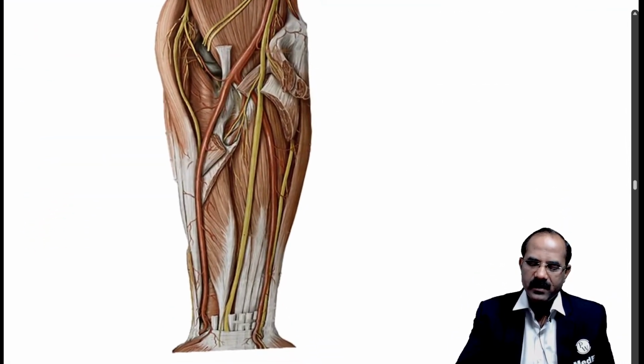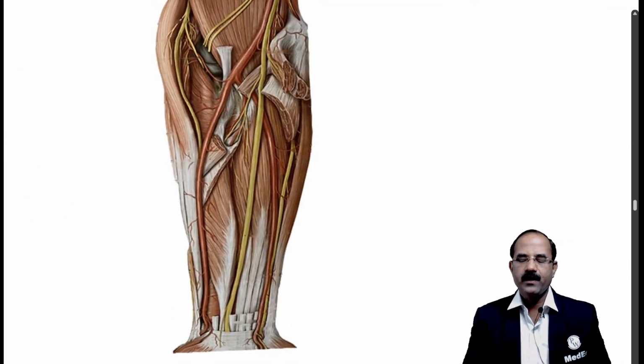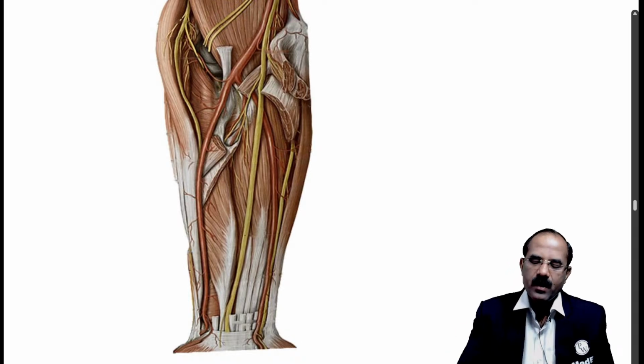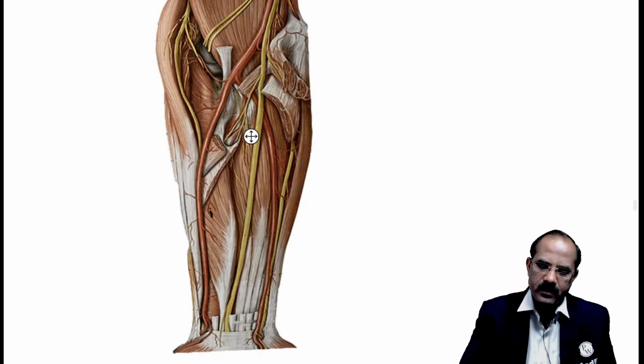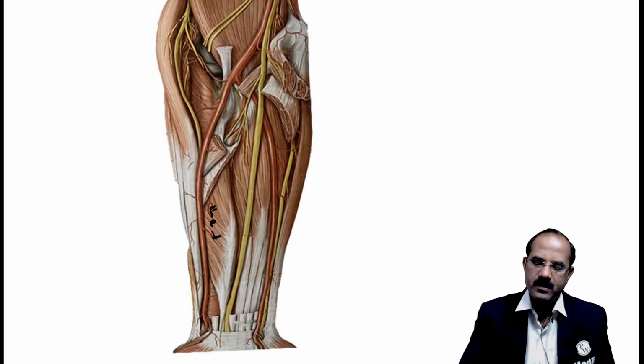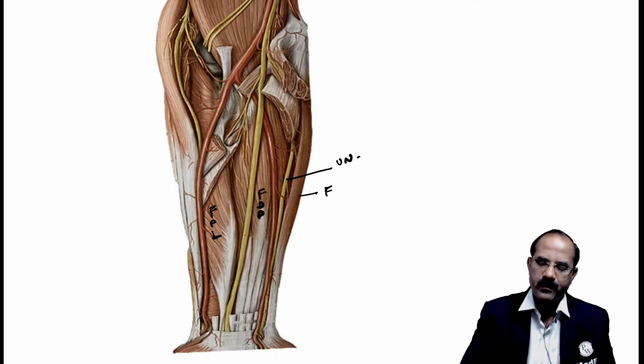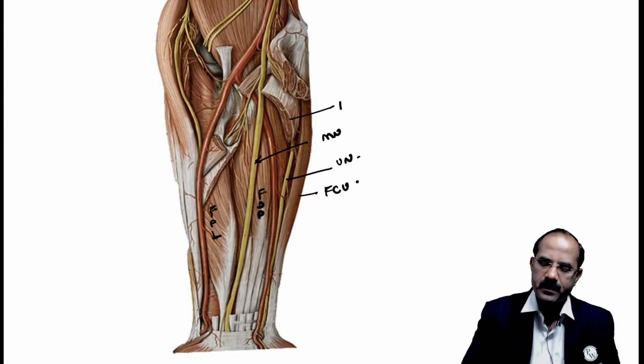Just look at this slide. Yes, look at the slide too. So it will be clear to you. Just have a look at this slide. What is this muscle here? That's the flexor pollicis longus. What is that? Flexor digitorum profundus. What is this? Ulnar nerve. What is this? Flexor carpi ulnaris. What will this be? Median nerve. That's the median nerve. And what is this muscle? Flexor digitorum superficialis.